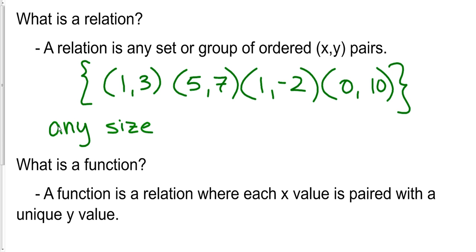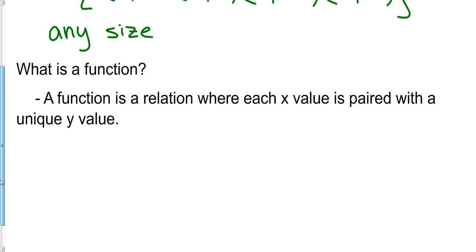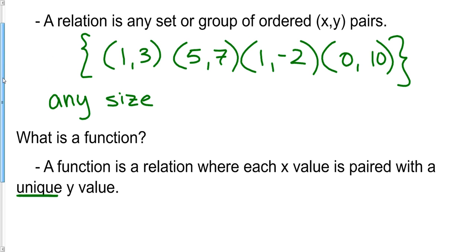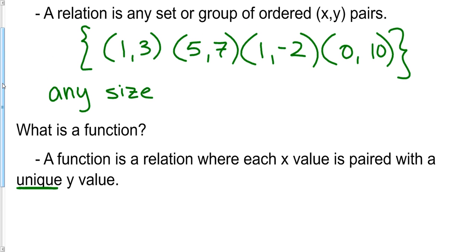Now a function is a little bit more specific. A function is a relation where each x value is paired with a unique y value, the unique being the important part. What this means is that in a function, you cannot have an x value that's paired with 2 different y values. Okay? So for example, if you look at the previous relation that we came up with, this relation has a 1 paired with both a 3 and a -2. So as a result, this is not a function.